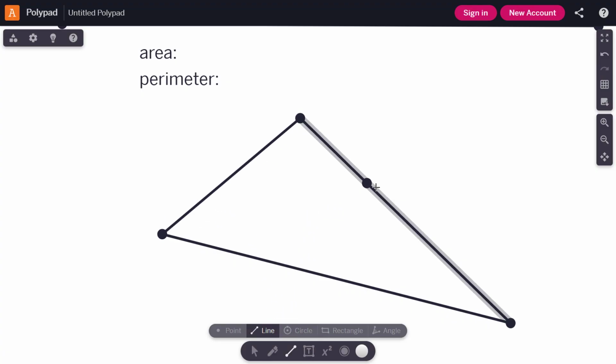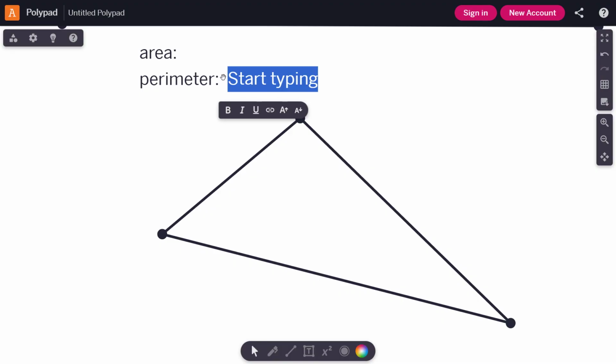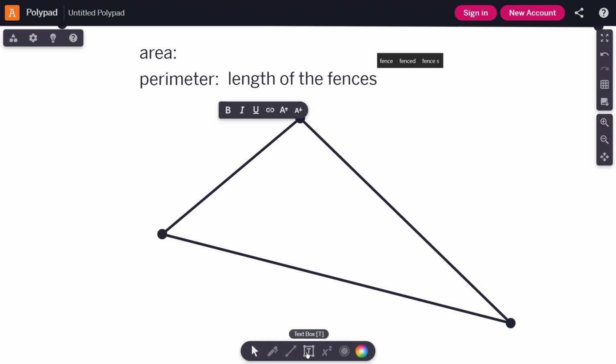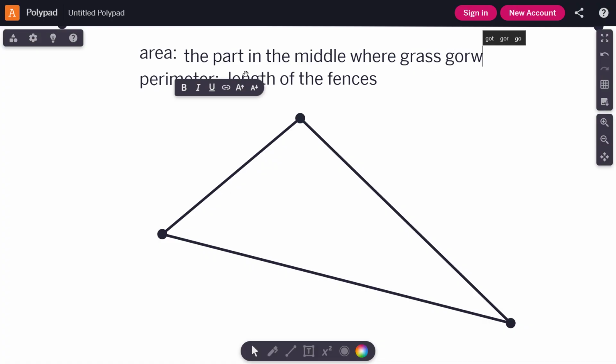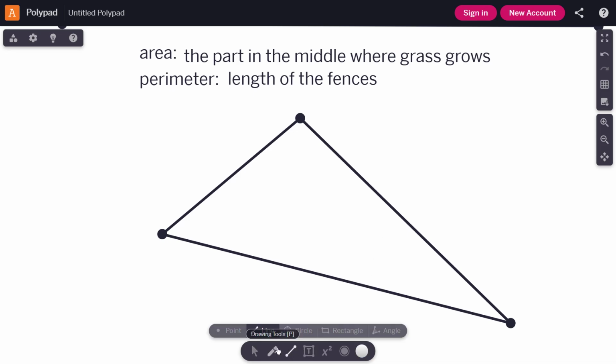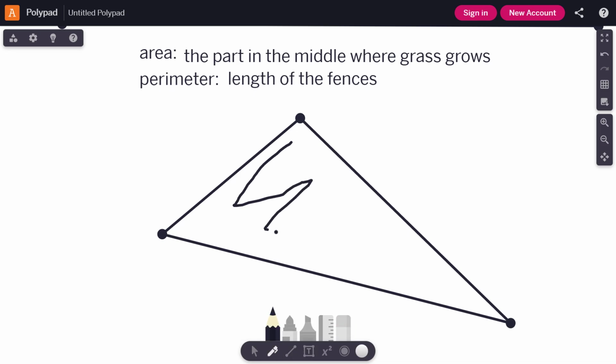The length of the fences is called the perimeter. So perimeter is the length of the fences. The area, you can guess, it's the part in the middle where grass grows. Like this part.